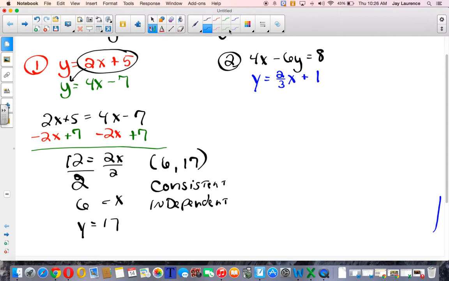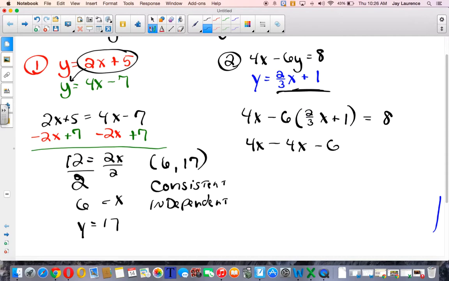Okay, let's try this blue one. It also looks like a good substitution problem, so I'm going to substitute this in for y. So I'm going to get 4x minus 6 times the quantity of 2/3 x plus 1, and that's supposed to equal 8. All right, so I'm going to distribute that negative 6. Now let's see, 3 is going to go there twice. It looks like it's going to be a negative 4x, and then a minus 6, and that equals 8, because remember, I had to distribute. I had to pass out candy to everybody in the row.